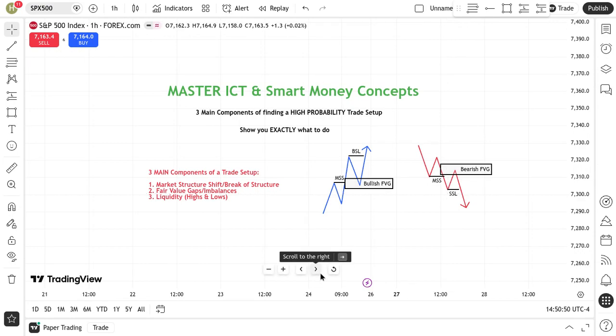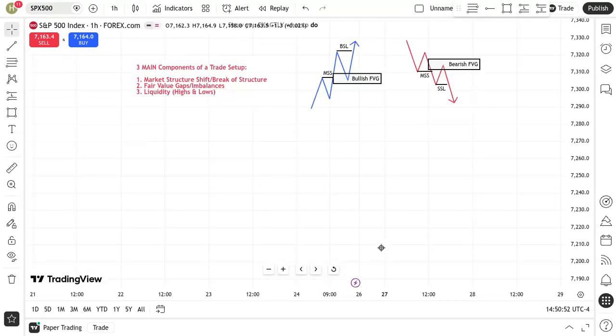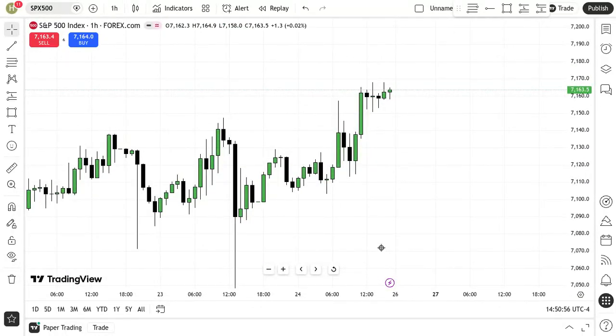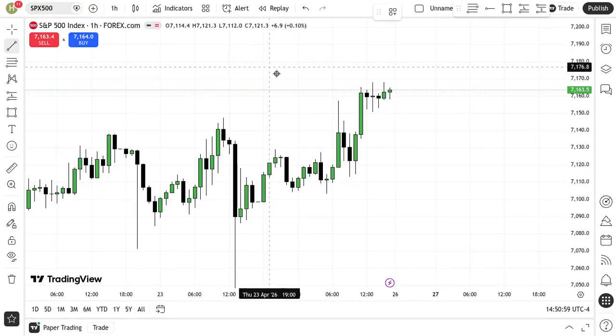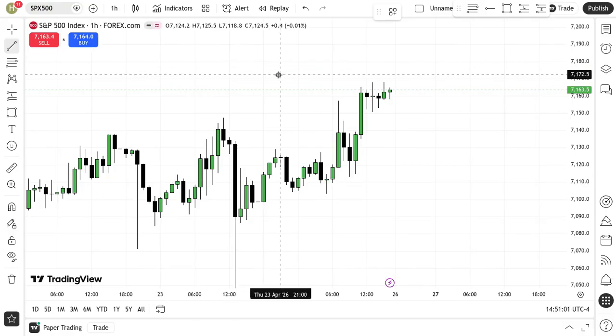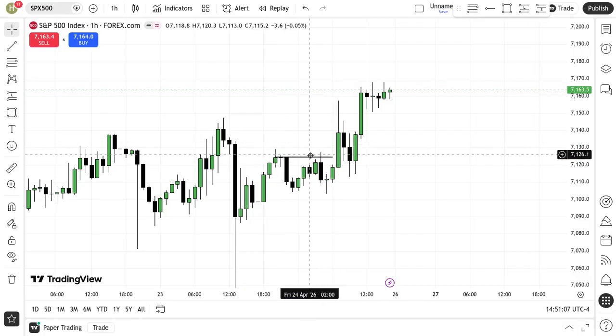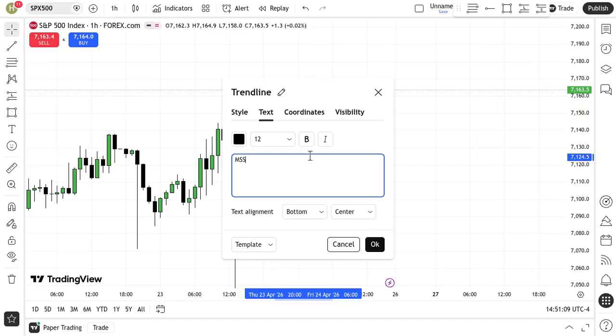Now let me show you an example where this played out perfectly recently on price. So you guys might already be able to see it, but remember, the first main component is a market structure shift. So where do we see a market structure shift recently? We see a market structure shift above these highs right here. So boom, we have our market structure shift.